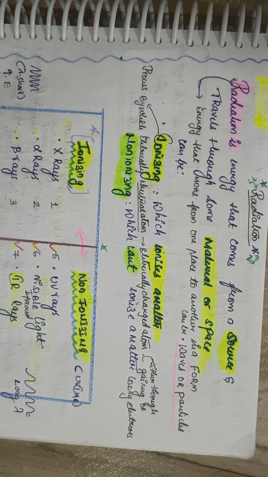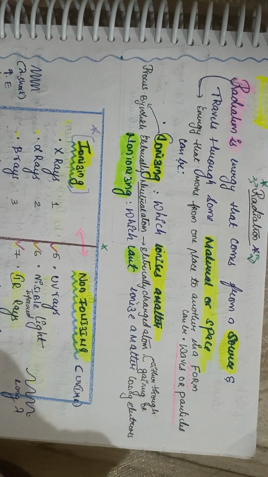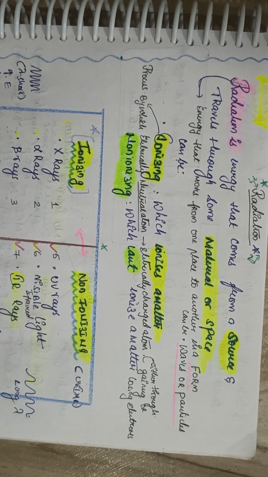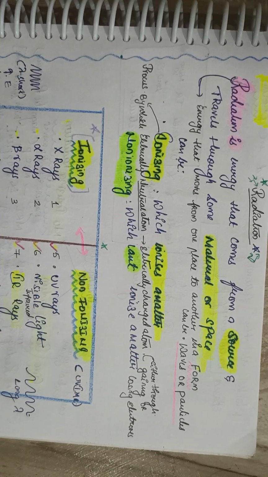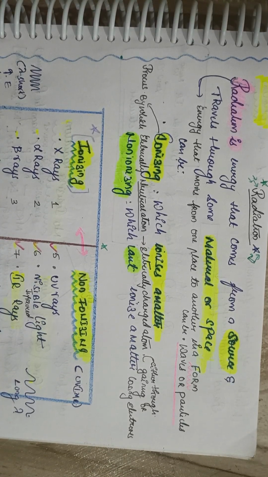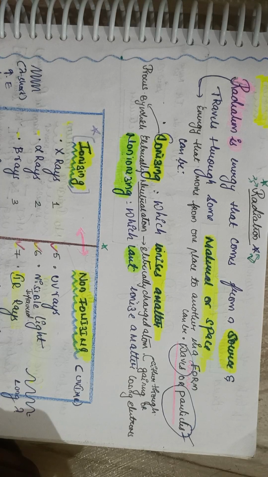Radiology is energy that comes from a source and travels through some material or space. So the important point we need to understand is radiation. So what is radiation? Radiation is energy that comes from a source and travels through some material or space. Radiation is energy that moves from one place to another, in the form of waves or particles.